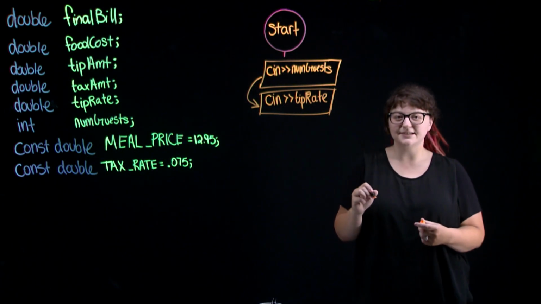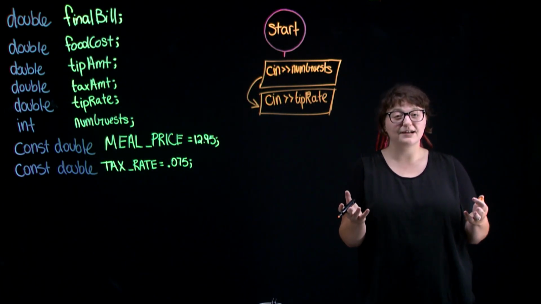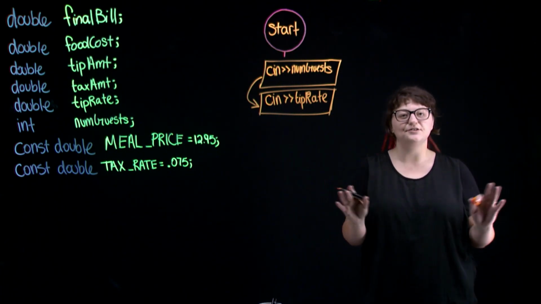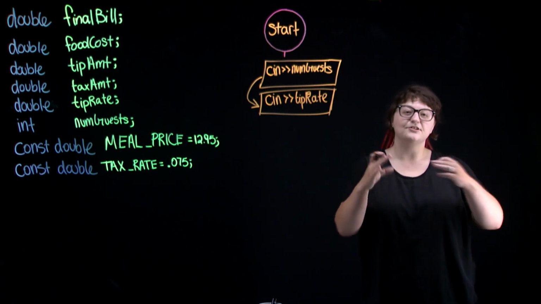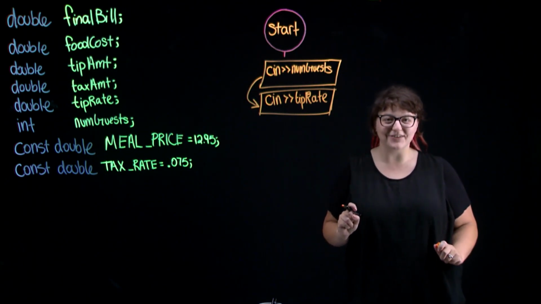Personally, I find that collecting all of the inputs at the beginning of your program is the best approach. That way, by the time you get to your calculations, you know that you have everything you need and you're not going to run into any of those logical order of operation types of errors.